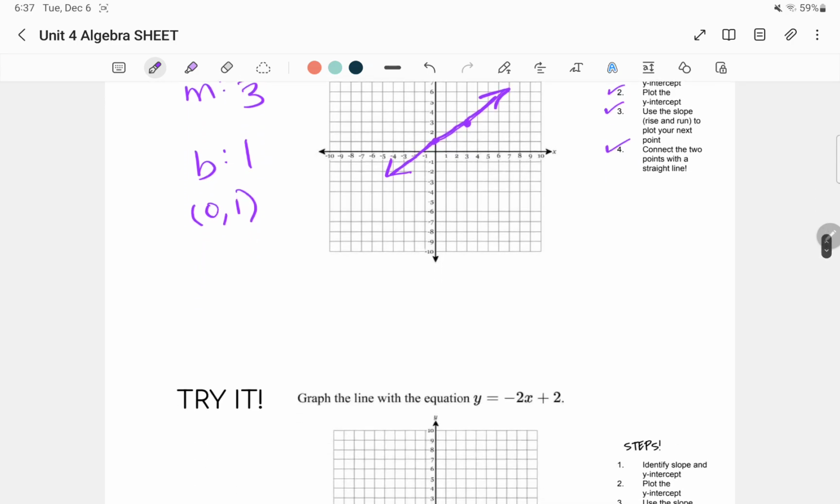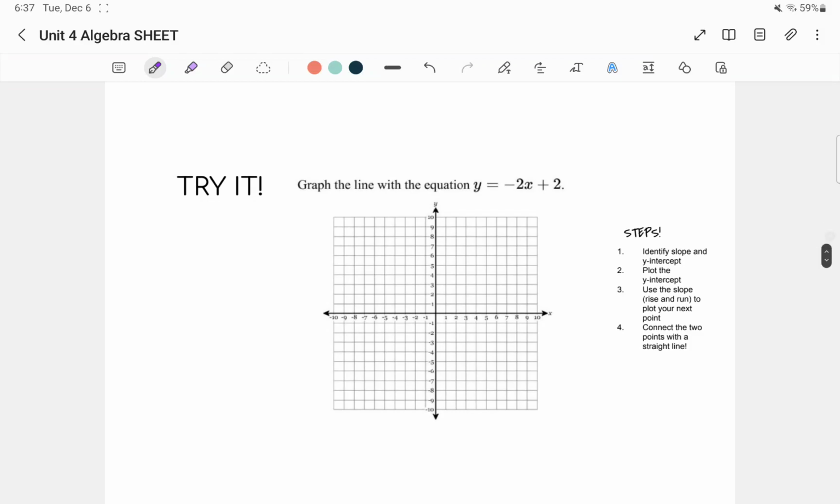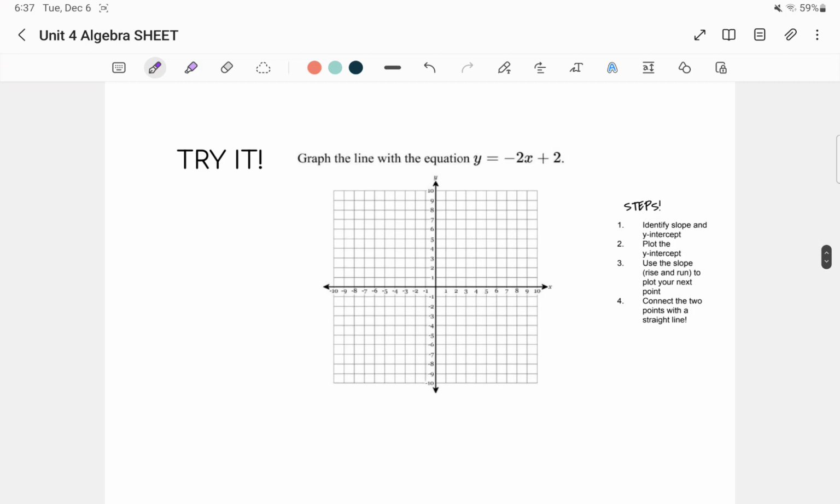So let's go ahead and try it. And look at that, we have one without a fraction. So go ahead and try it. Pause the video here, see if you can do it. All right, so let's see if you're right.